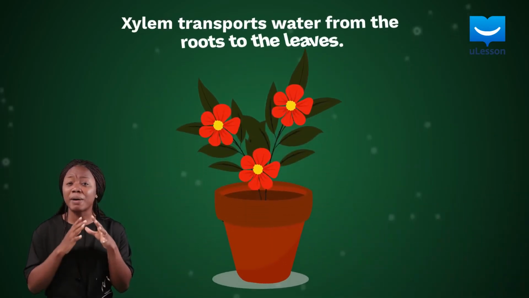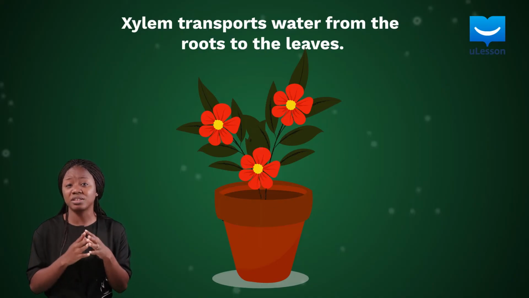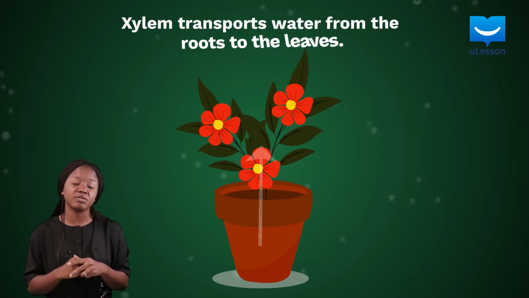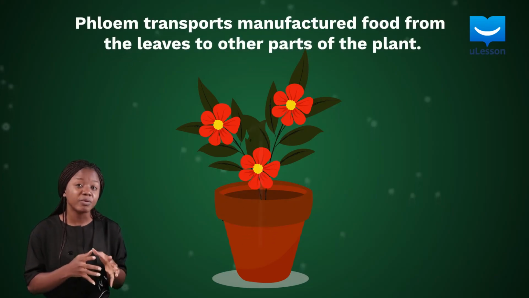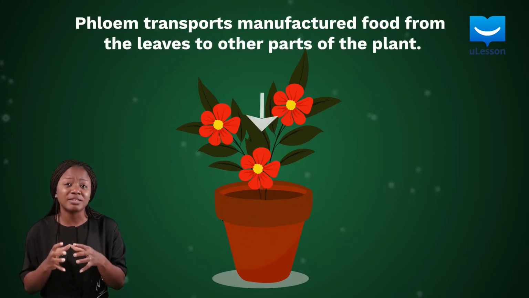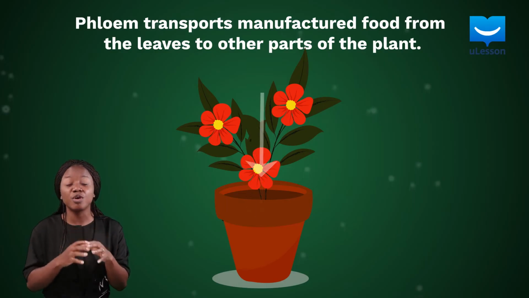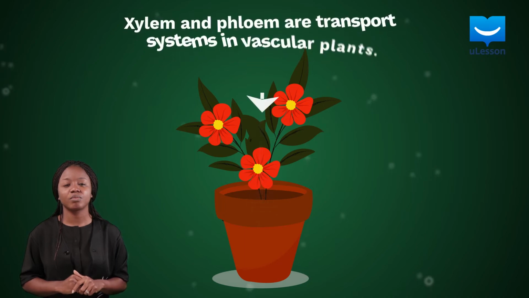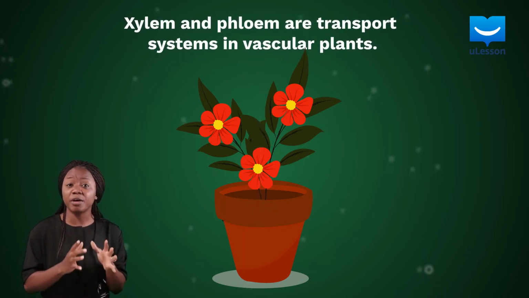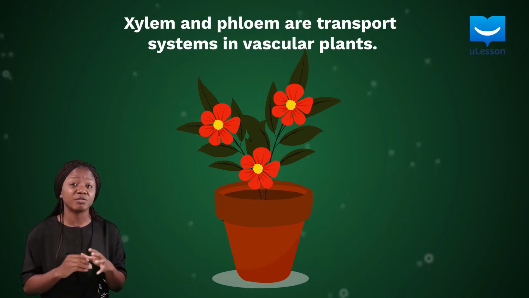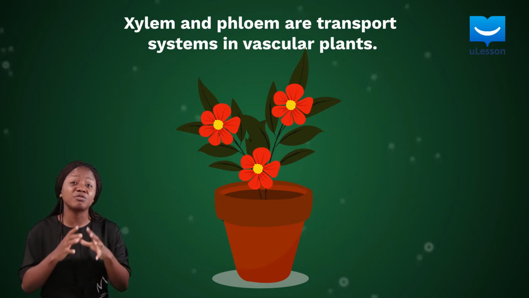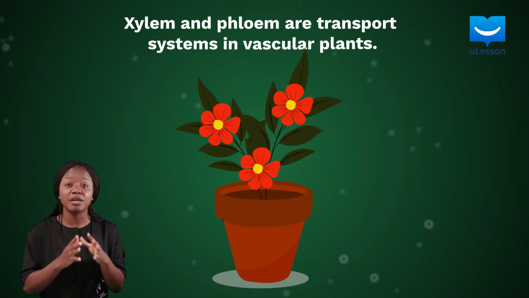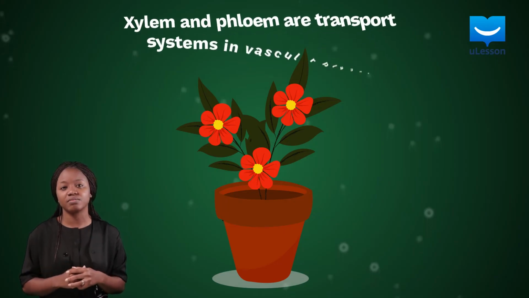The xylem is the part of the plant that transports water from the roots up to the stem and then to the leaves, while the phloem can be described as the part that moves manufactured food from the leaves to other parts of the plant. While the xylem and phloem are not necessarily parts of the leaf, they are important parts of the plant as a whole because they are the 2 types of transport systems found in vascular plants.